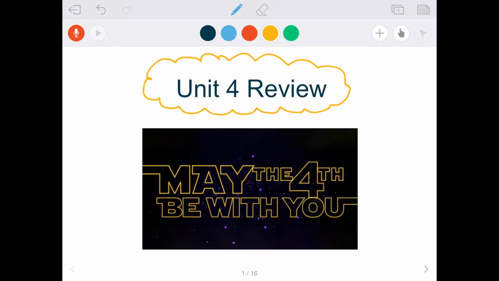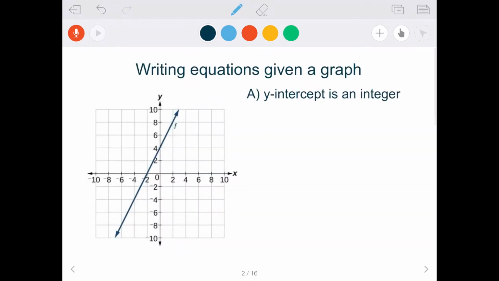It is Star Wars Day, and we're going to do a very, and I mean very quick review of the concepts that we learned in Unit 4. There was a lot in this unit. This was writing linear equations, and you had to know how to write linear equations in about 11 million different ways. So let's go through and talk about all those different things.